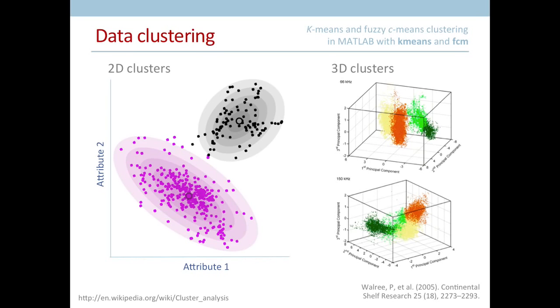The concentric ellipses around each cluster denote this notion that each point can be assigned a probability of belonging to each cluster or each facies. The points on the periphery of the cluster are assigned a lower probability. The points near the center of mass are assigned a higher probability.